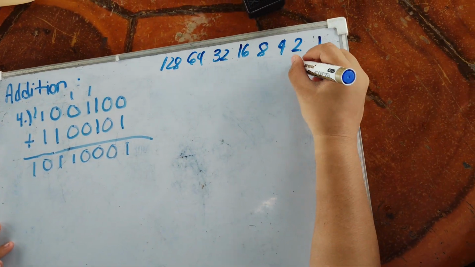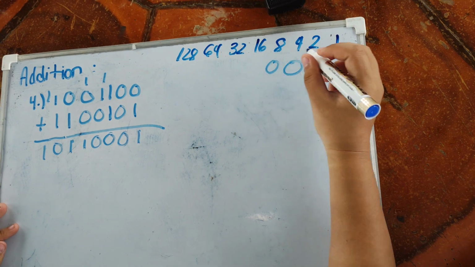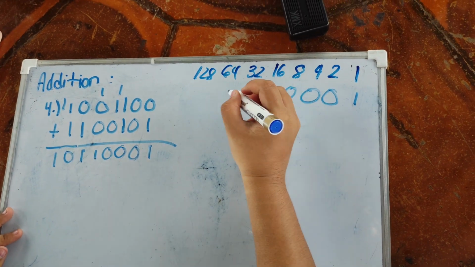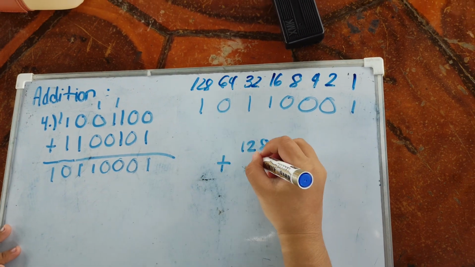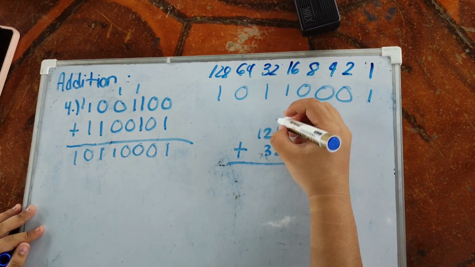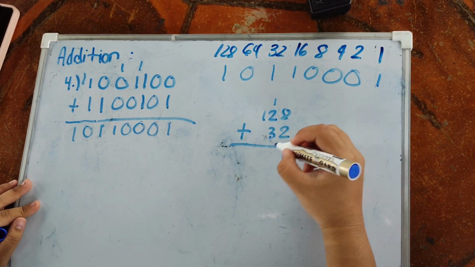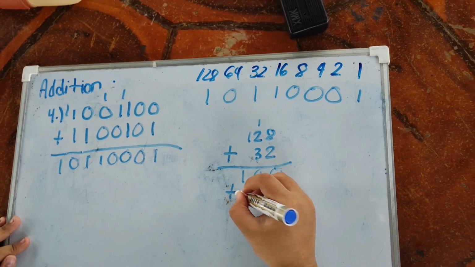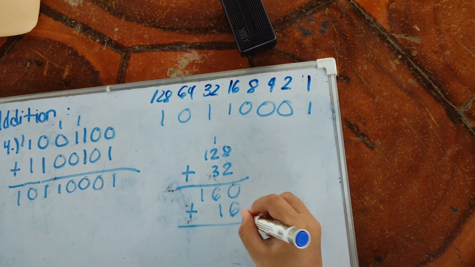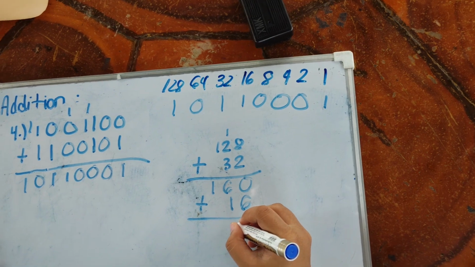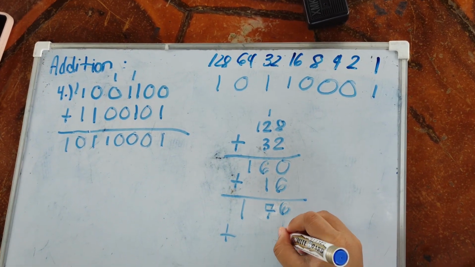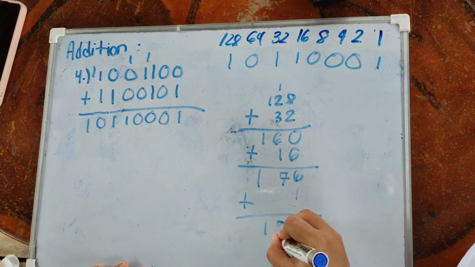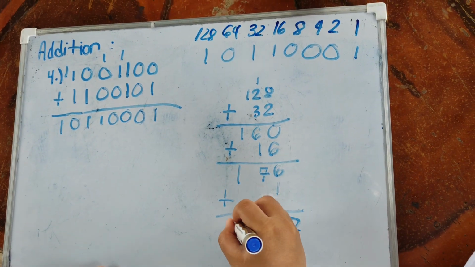Now let's convert the binary result 10110001 to decimal to verify if it matches the expected answer 177. So that is 128 plus 32 plus 16 and then plus 1. So 128 plus 32 is 160, plus 16, that would become 176, and lastly plus 1, that would be 177.